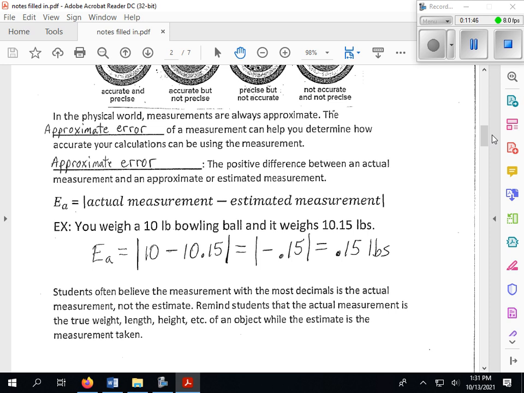So, you can be real precise with that. We can still never, ever be exactly right. Okay? So the approximate error of a measurement can help you determine how accurate your calculations can be using that measurement. A lot of stuff, like if you work for NASA and you were working on the space shuttles, which I know they don't really do anymore, they got to be real precise. They're probably going to be a lot more precise than we would be if we were building a shed. Okay? So they're going to be more precise. Are they still ever going to be exact? No. But there's certain error that you got to be within.